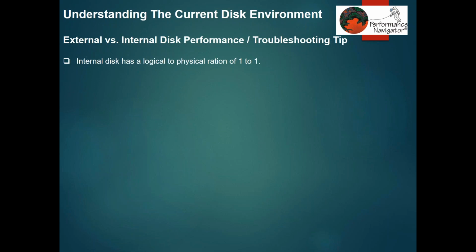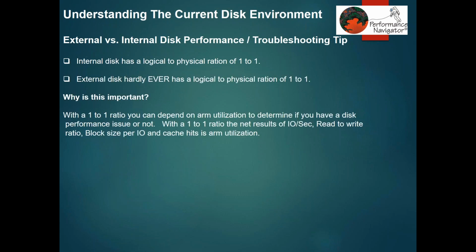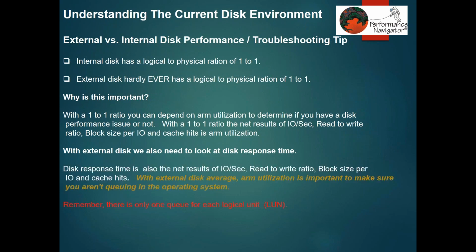If you think about it, internal disk has a logical to physical ratio of 1-to-1. External hardly ever has that ratio. So why is that important? With a 1-to-1 ratio, you can truly look at arm utilization if you have a disk performance issue, right? The net result of IOs per second and read-write ratio and block size and all that stuff is arm utilization. However, we need to look at disk response time for external disk.